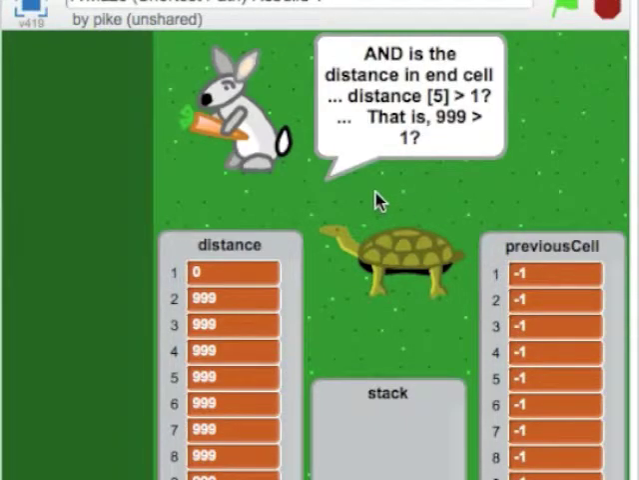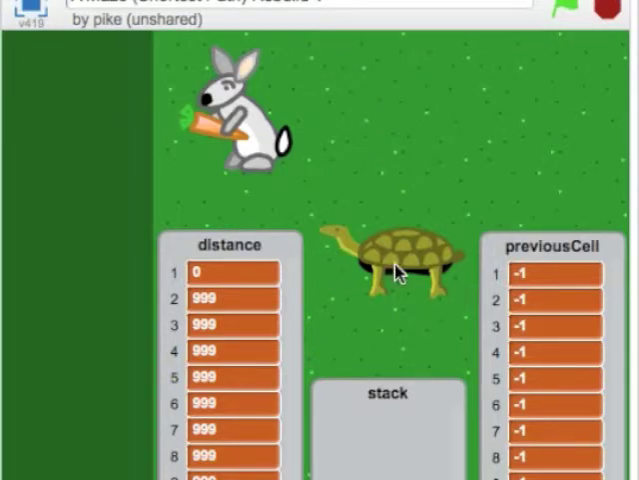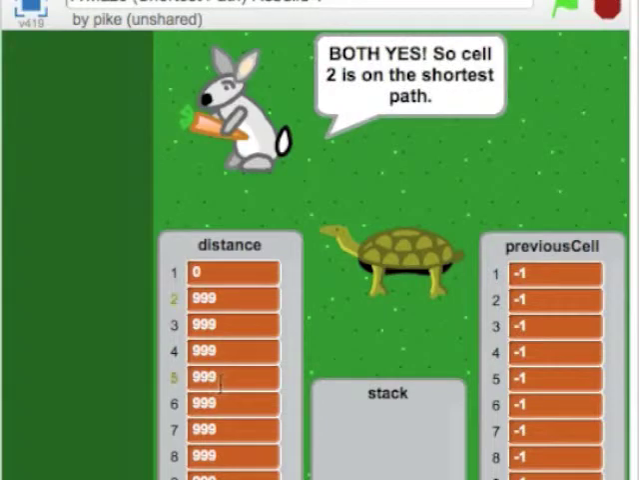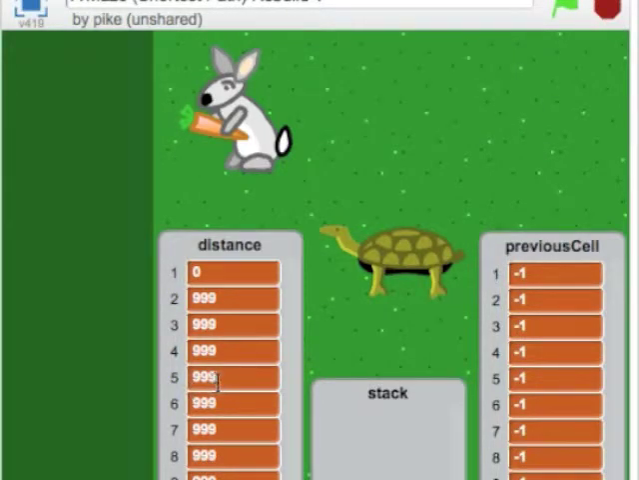Now I look at another value in the distance table. It's the value at 5. Why 5? Because the turtle is in 5. 1, 2, 3, 4, 5. And I see that that number is also greater than 1. So it means the cell I'm examining, cell 2, is on the shortest path.